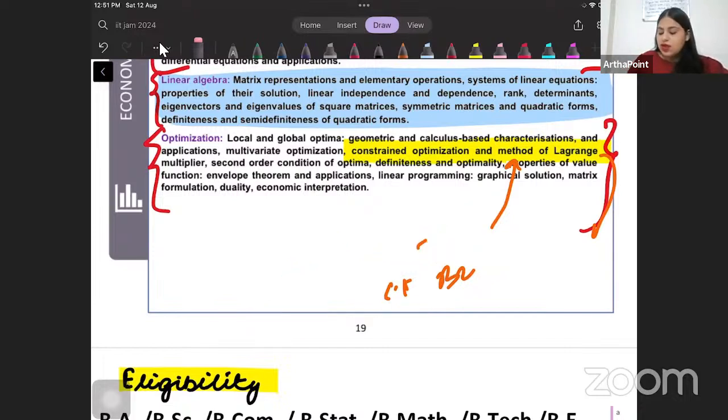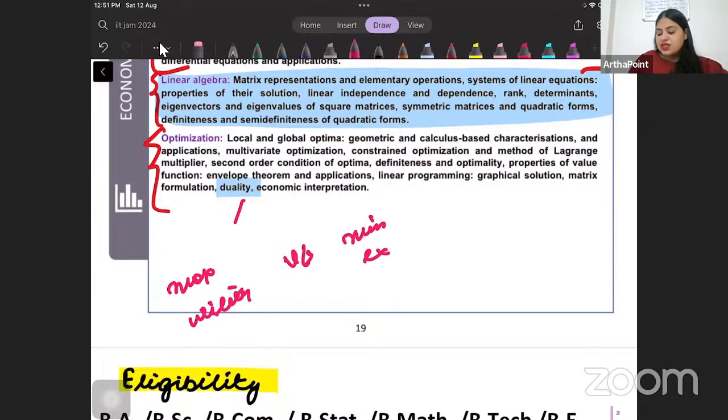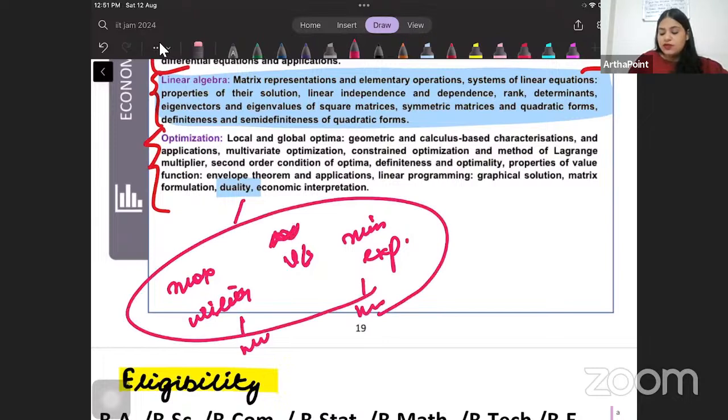And then you have the duality theorem. ये भी हमने माइक्रो में किया है. When we maximize utility versus minimizing expenditure, एक मार्शेलियन देता है, एक हिक्सियन. These two are equivalent of each other. So in micro we have already done duality, है ना?